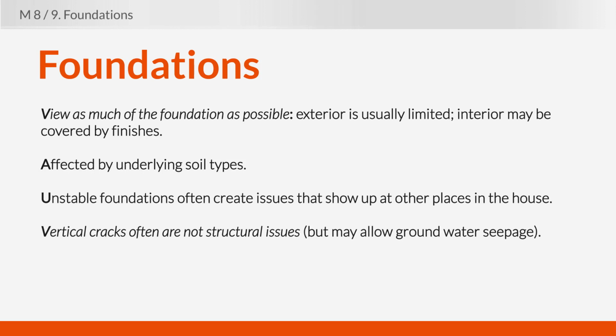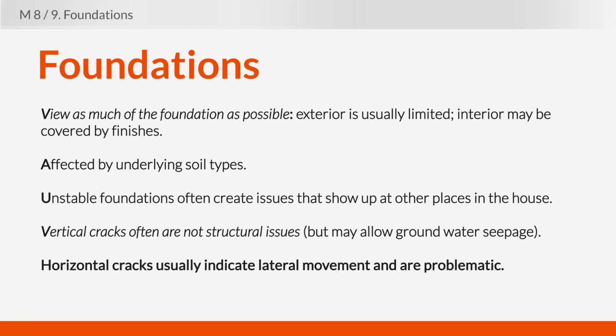Vertical cracks in concrete foundation walls are often not structural issues. Sometimes they are, but often they are not. A lot of times they are just from typical shrinkage, but they certainly could allow seepage to get into the crawl space or basement. On the other hand, horizontal cracks often indicate lateral movement and are considered to be problematic cracks. And anytime you see a horizontal crack, you should recommend further evaluation.